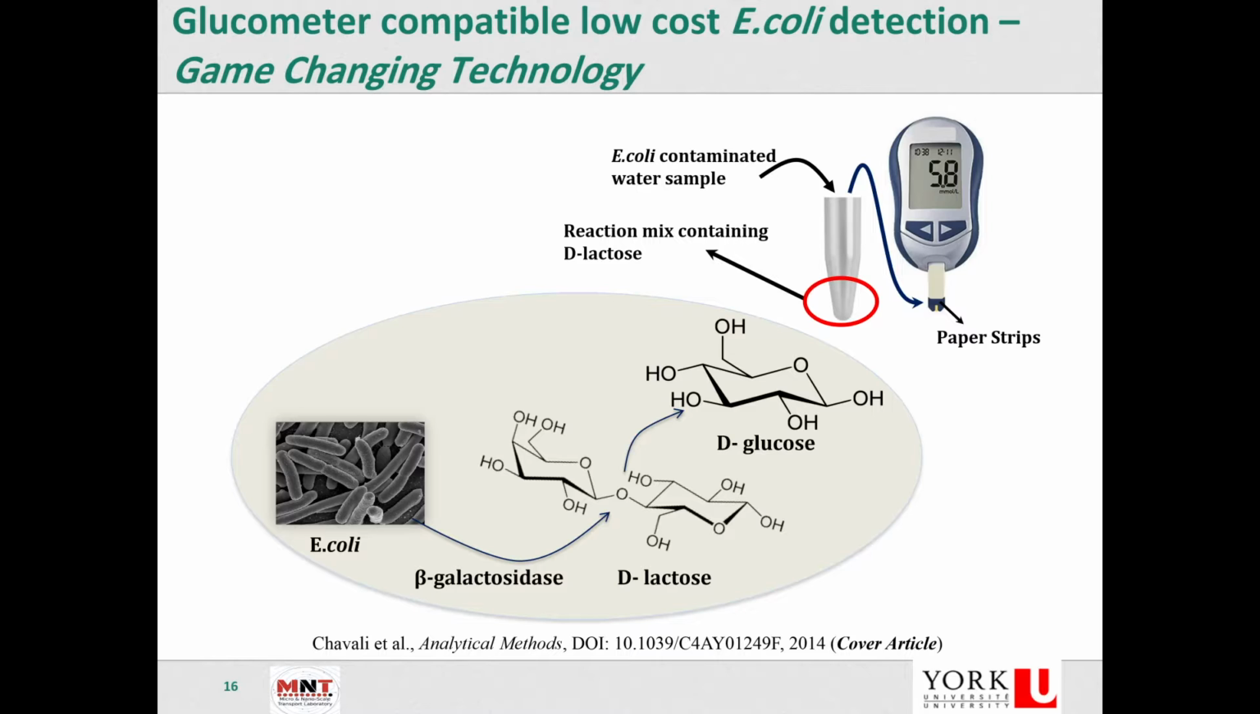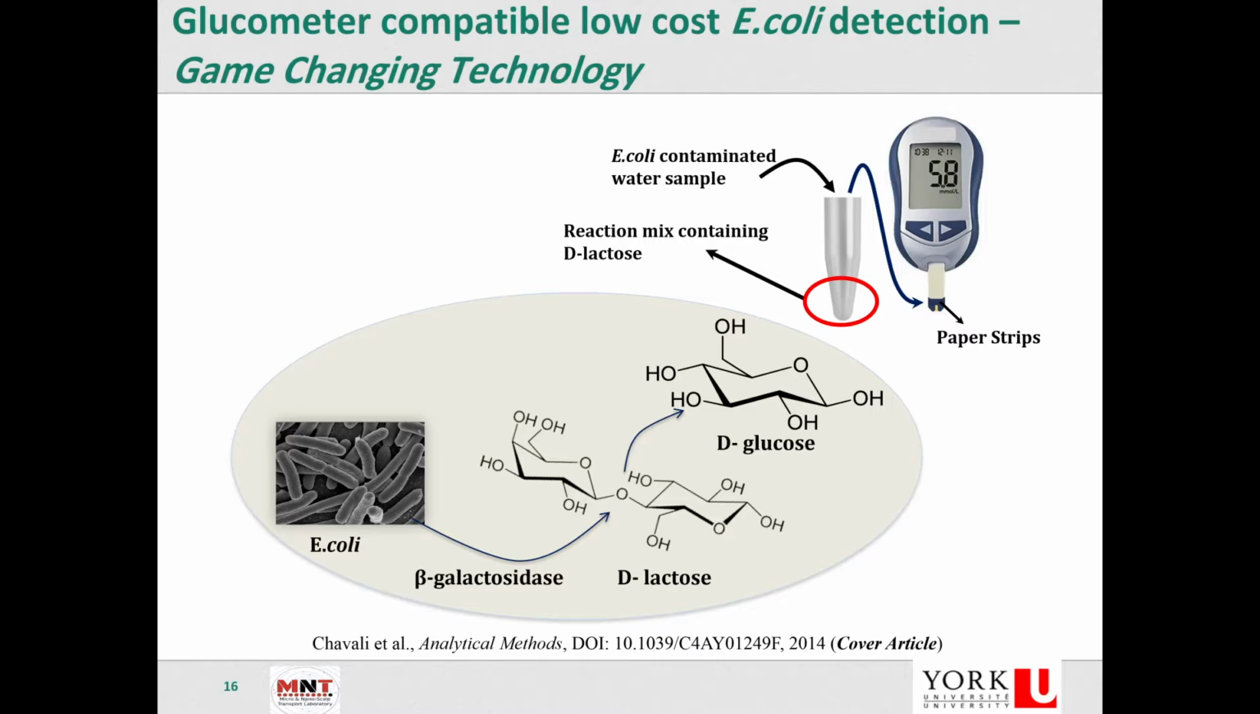So what we thought is, everyone in an urban setting has access to a glucometer. The glucometer measures glucose in a blood sample. It has a paper strip, which is paper microfluidics. If you put a blood sample with glucose on it, through an electrochemical reaction it will tell you the amount of glucose in the blood sample.